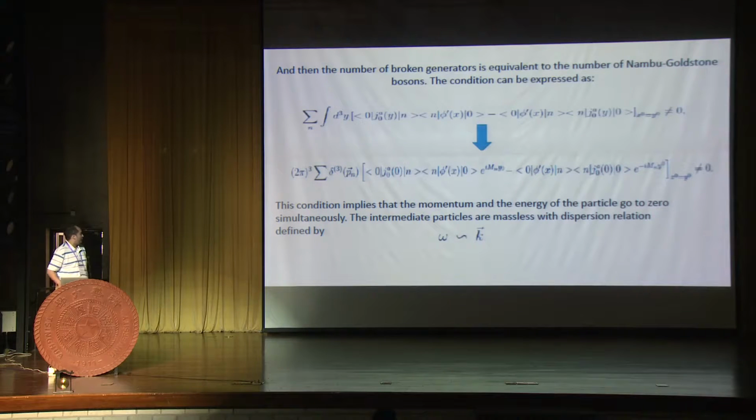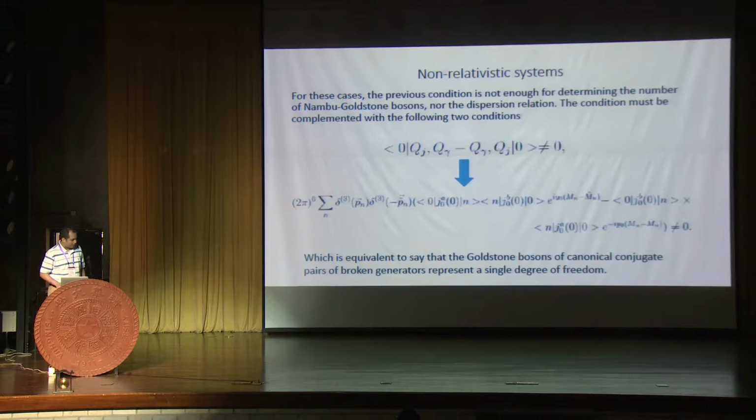So when you develop and introduce an intermediate set of states and assume invariance under space-time translation, you can reach the conclusion that the momentum and the energy go simultaneously to 0, and you conclude that the dispersion relation has to be linear. What happens in a non-relativistic system?